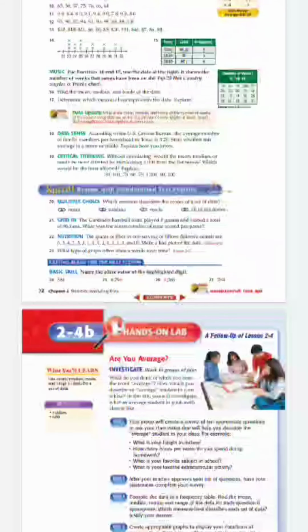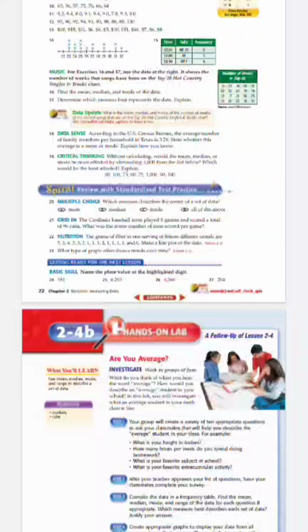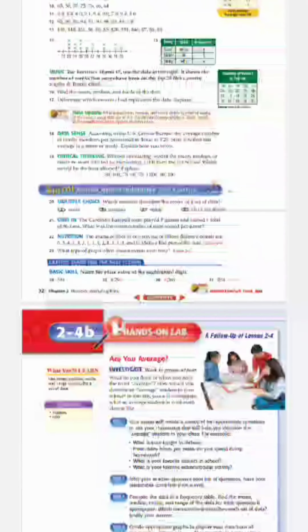Music. For exercises 16 and 17, use the data at the right. It shows the number of weeks that songs have been on the top 20 Hot Country Singles chart. 16. Find the mean, median, and mode of the data. 17. Determine which measure best represents the data. Explain.